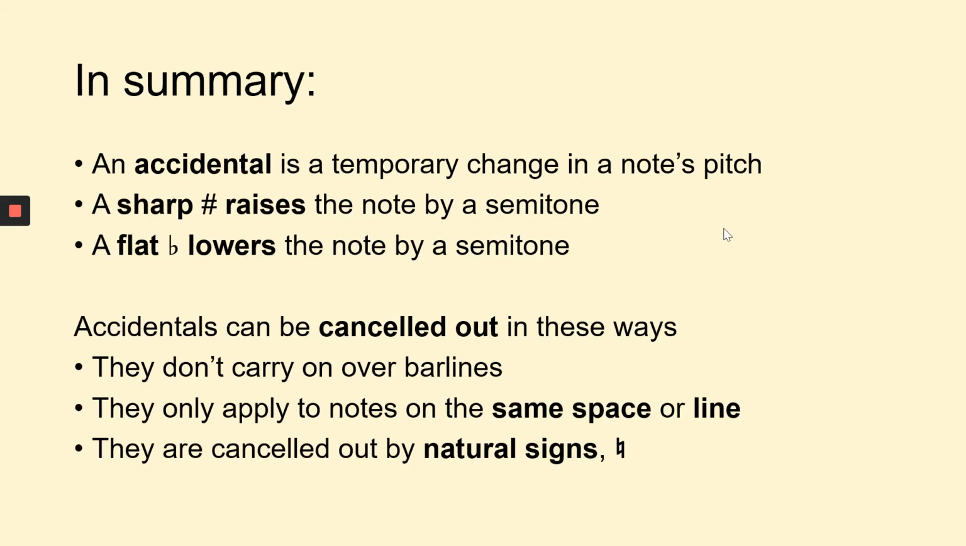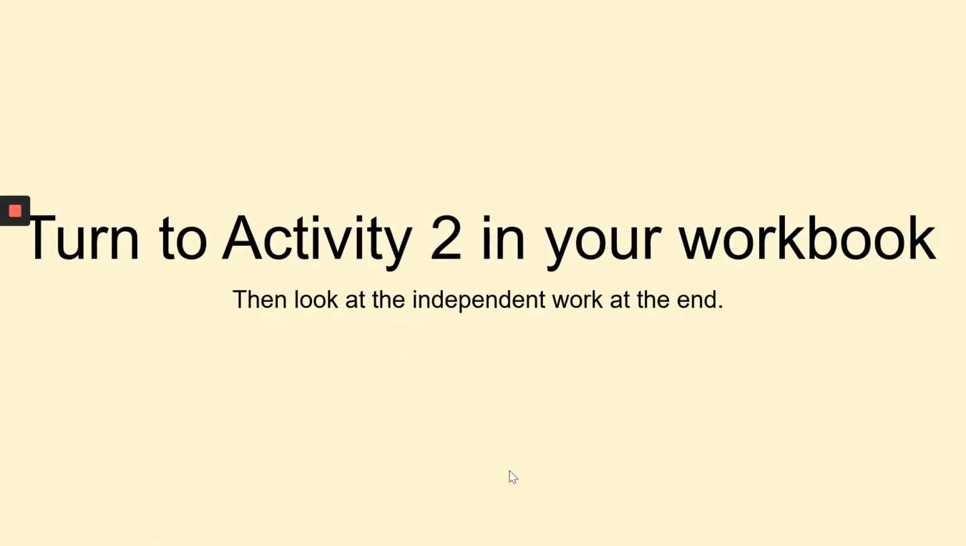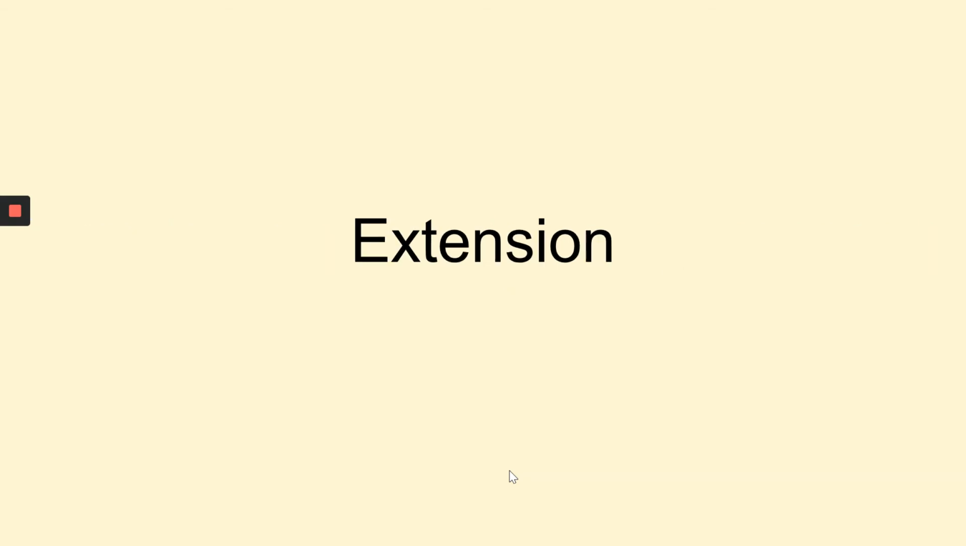So, in summary, an accidental is a temporary change in a note's pitch. A sharp raises the note by a semitone, and a flat lowers the note by a semitone. Accidentals can be cancelled out in three ways. They don't carry on over bar lines, they only apply to notes on the same space or line, and they are cancelled out by natural signs. With these rules in mind, turn to activity 2 in your workbook or stick around for the extension content.